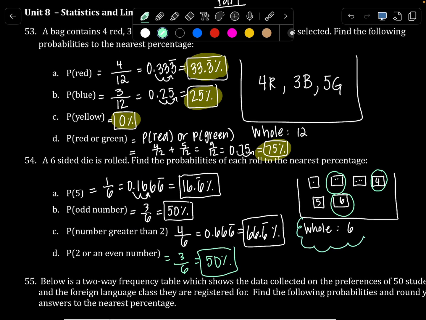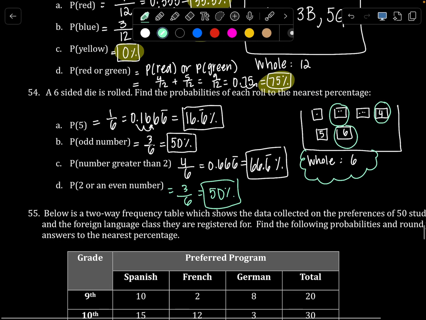Don't forget to start with your total. And I always like to draw my faces, like what are my outcomes, right? A 1, a 2, a 3, a 4, 5, or 6. Okay? Always draw it out. Put them in a little box. I mean, I always like to put it in a big box.